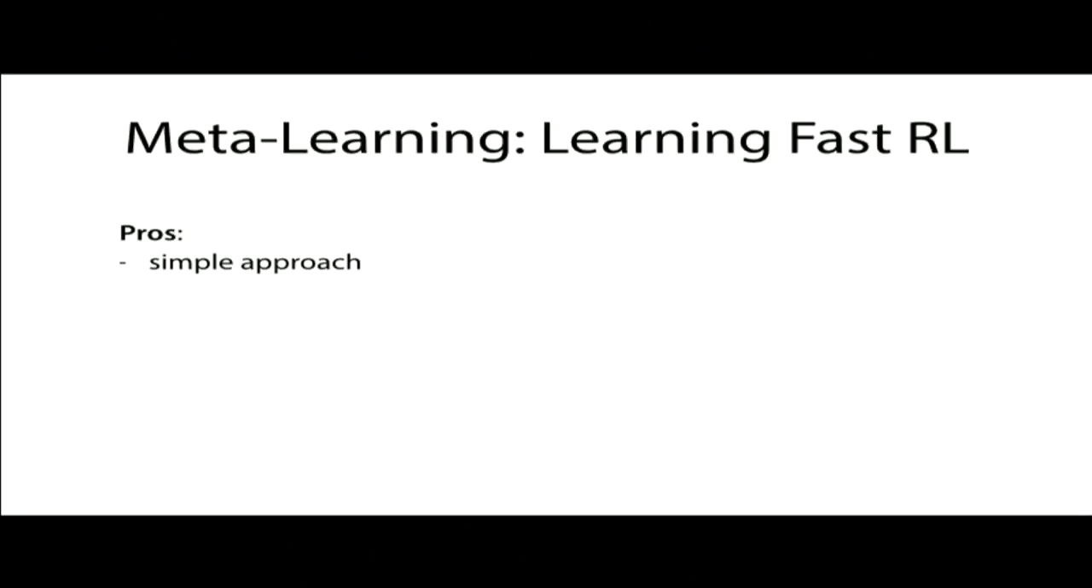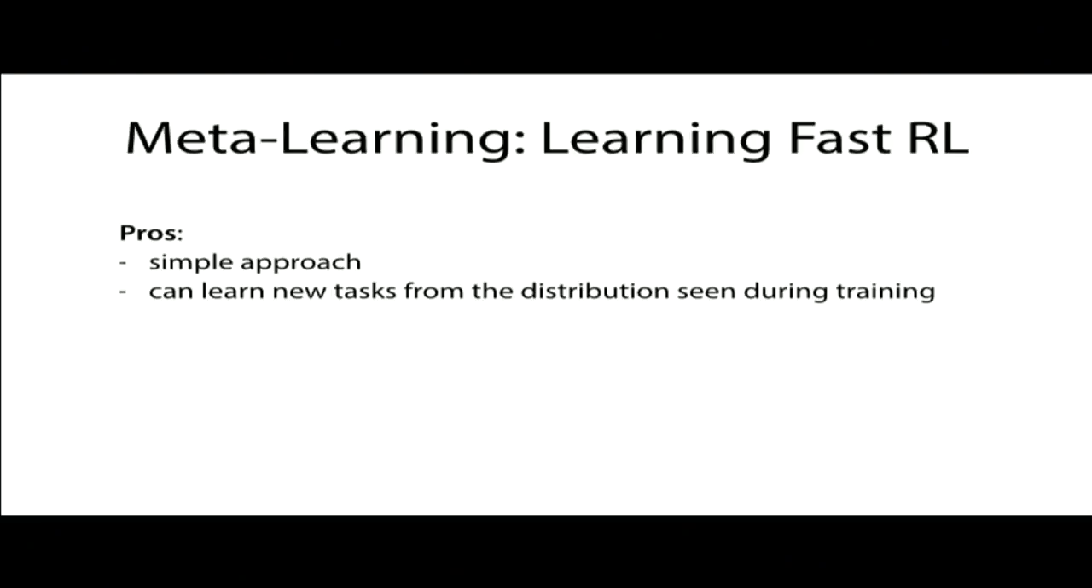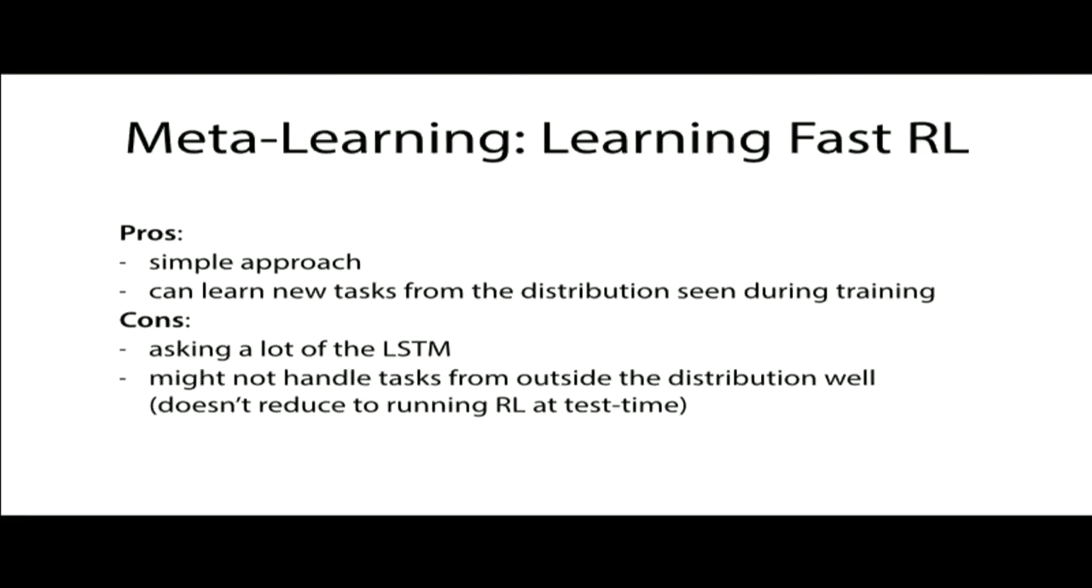Some of the benefits of this are that it's a very simple approach. You can just apply a recurrent neural network across many different problems and learn new tasks from the distribution of tasks seen during training. Some of the limitations are that it's asking a lot of the LSTM. Trying to put a reinforcement learning algorithm into a recurrent neural network is asking a lot from these sorts of memory architectures and can be quite challenging to learn in practice. Also, it might not be able to handle tasks from outside of the distribution very well, because at test time you're just running this LSTM forward, and it might overfit to the sorts of tasks that it saw at training time. You're not actually running a reinforcement learning algorithm at test time.